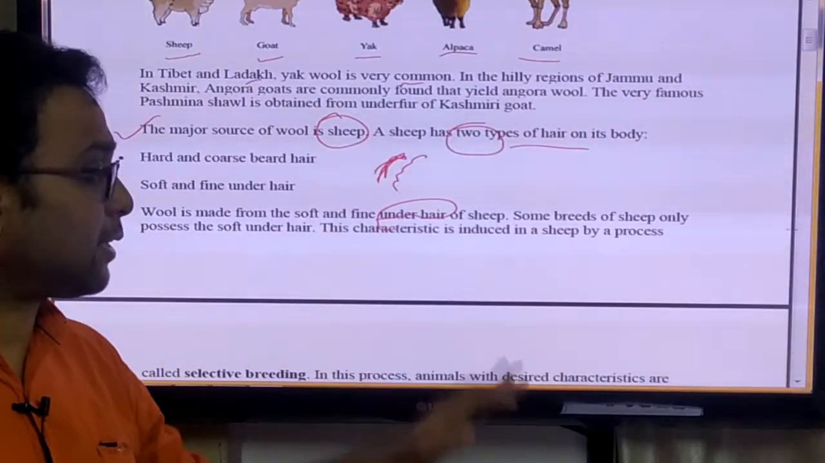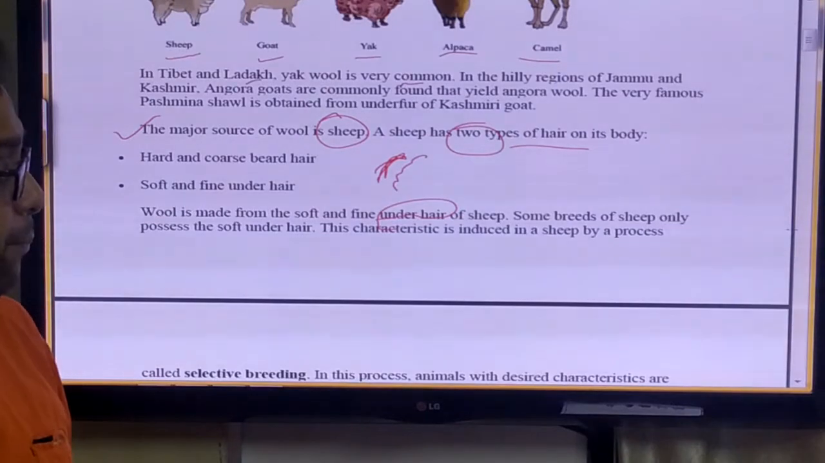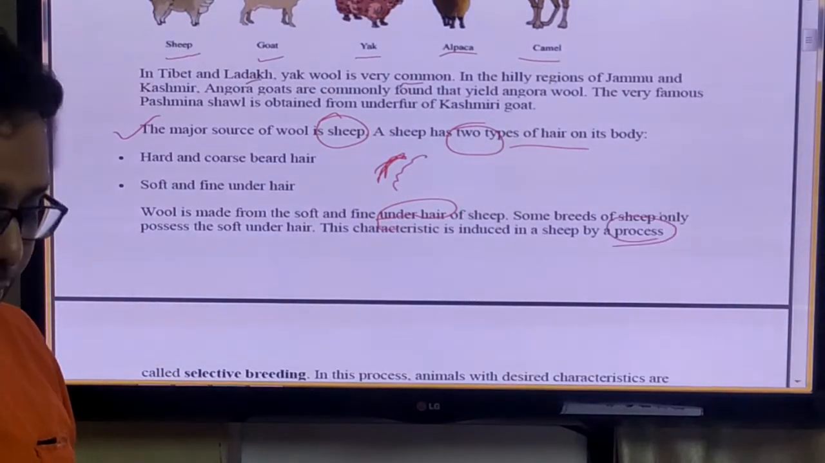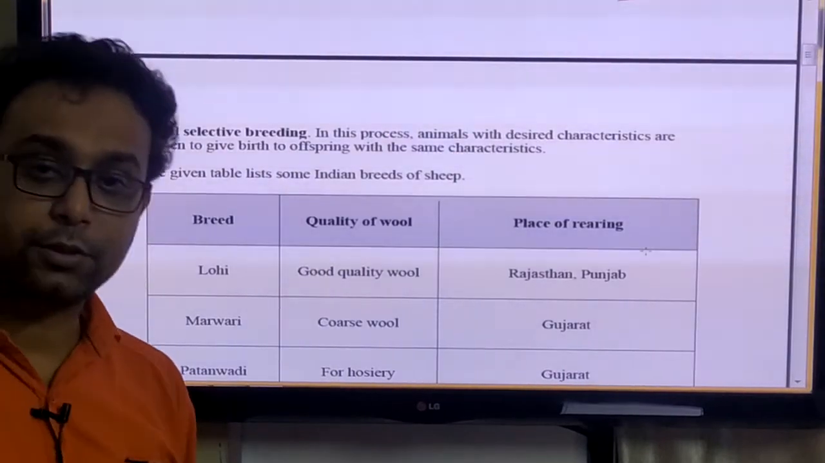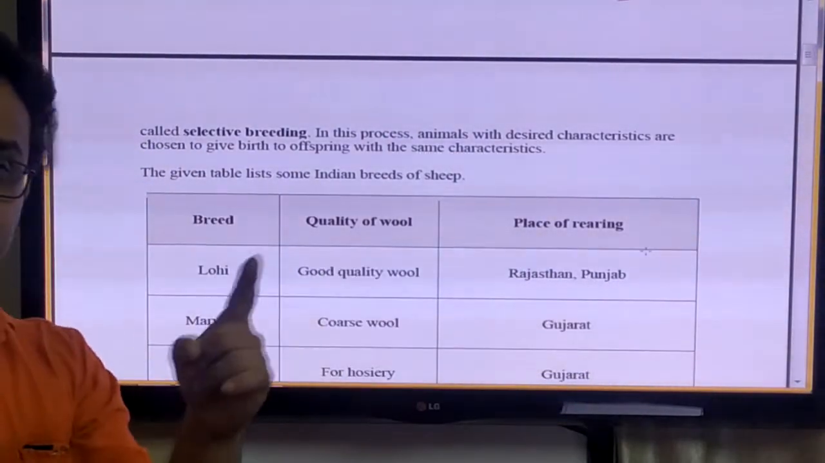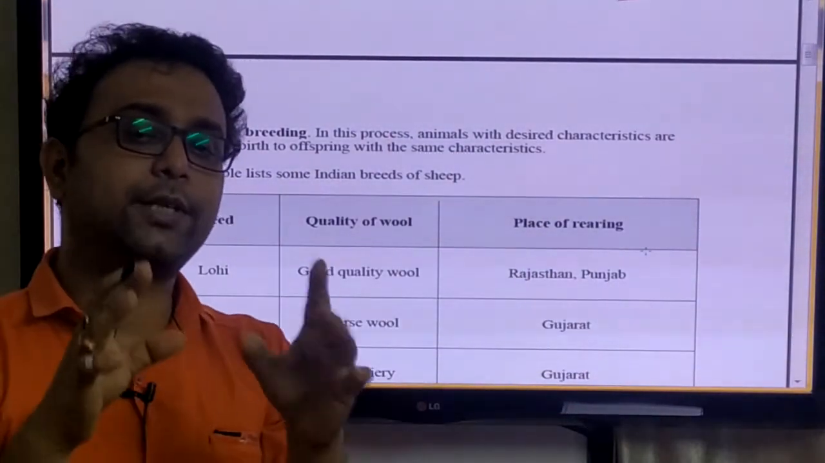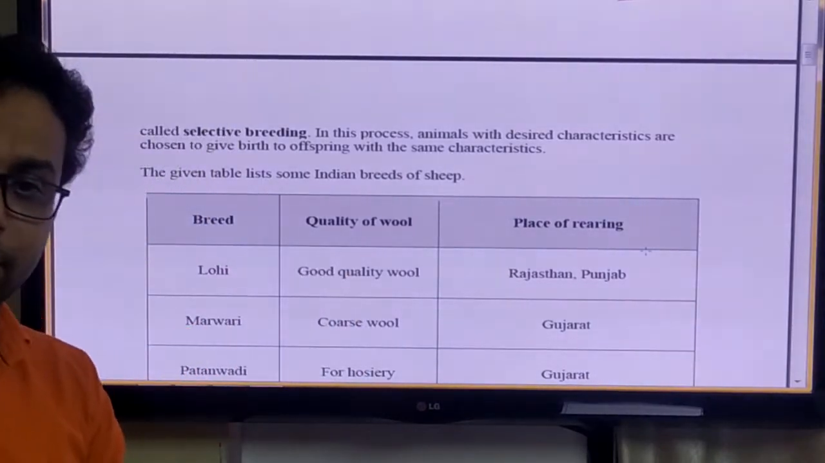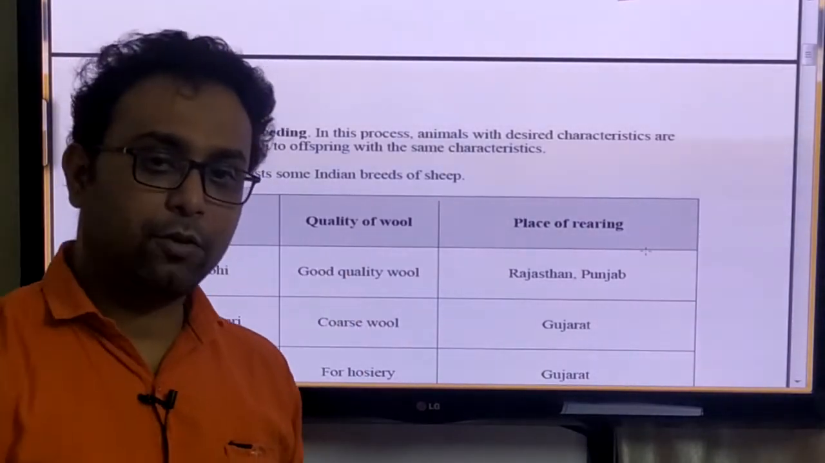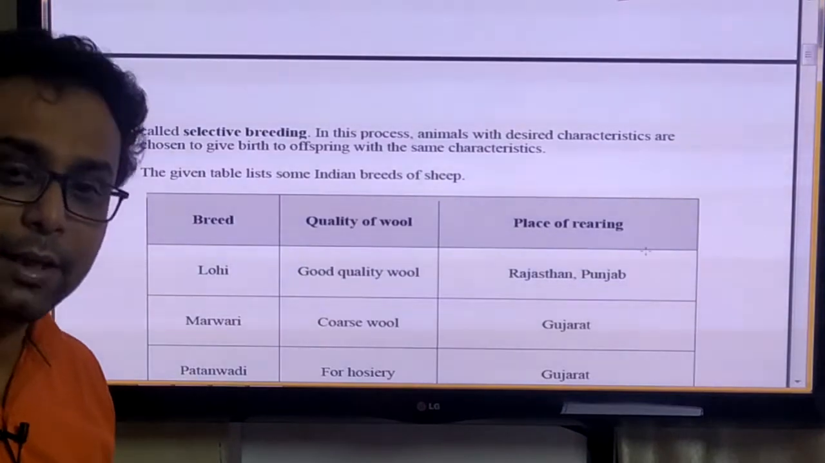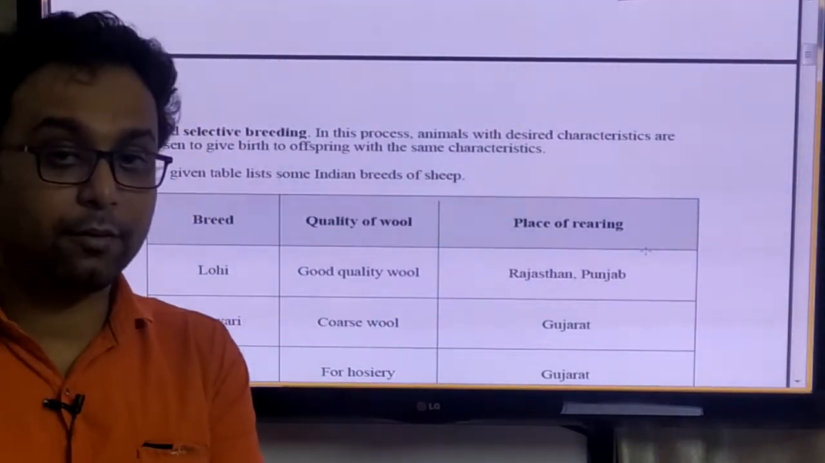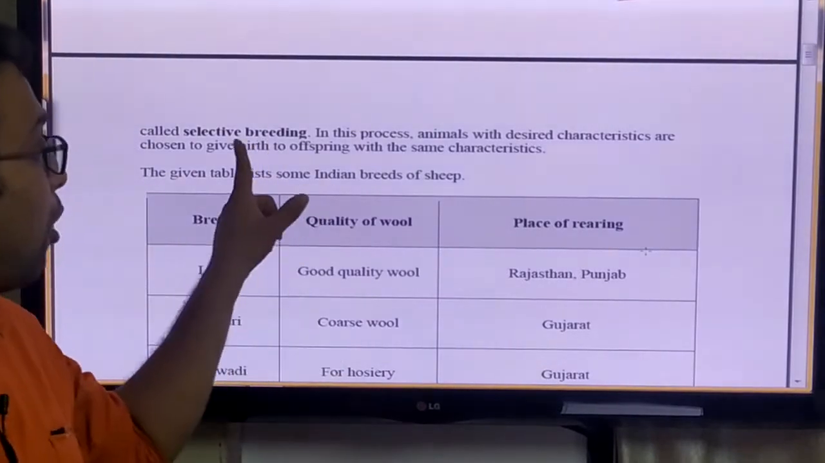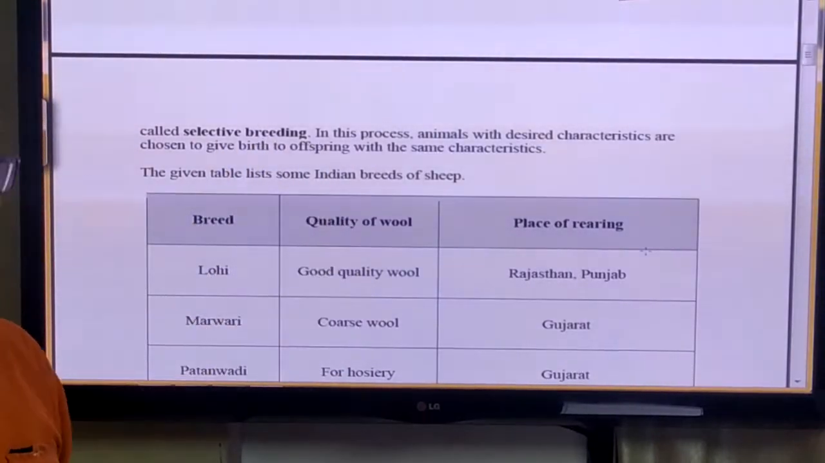This characteristic is induced in sheep by a process of hybridization or selective breeding. If we breed suitable animals which have only under hair, their offspring will have similar characteristic features. That happens by the process of selective breeding.